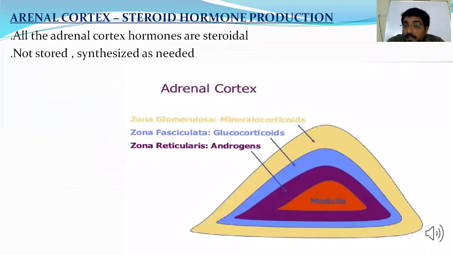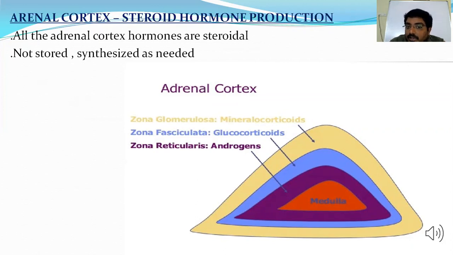See, there are three layers of the adrenal gland: zona glomerulosa, zona fasciculata, and zona reticularis. Three layers.